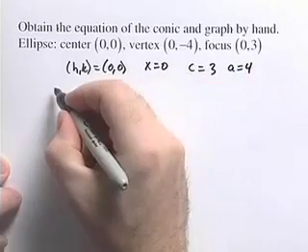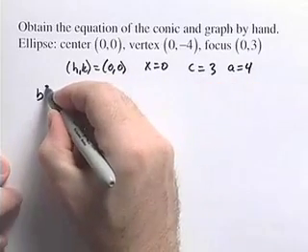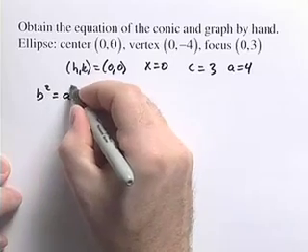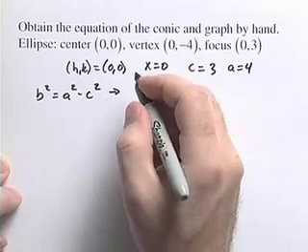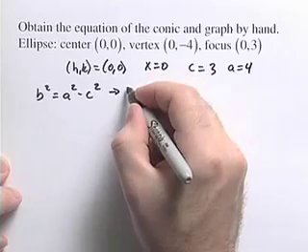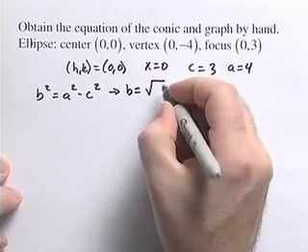Because we know c and a, we can get b using b squared is equal to a squared minus c squared. That will give us that b is equal to the square root of 7.